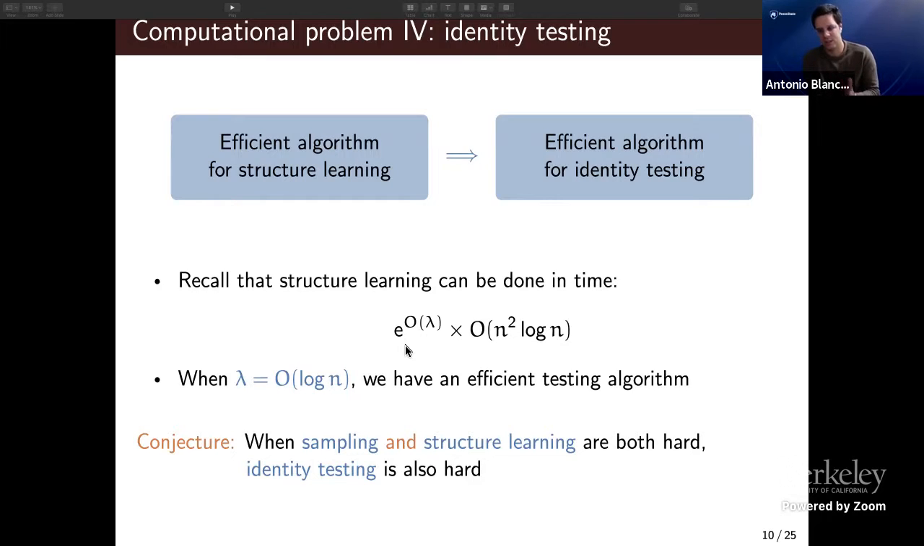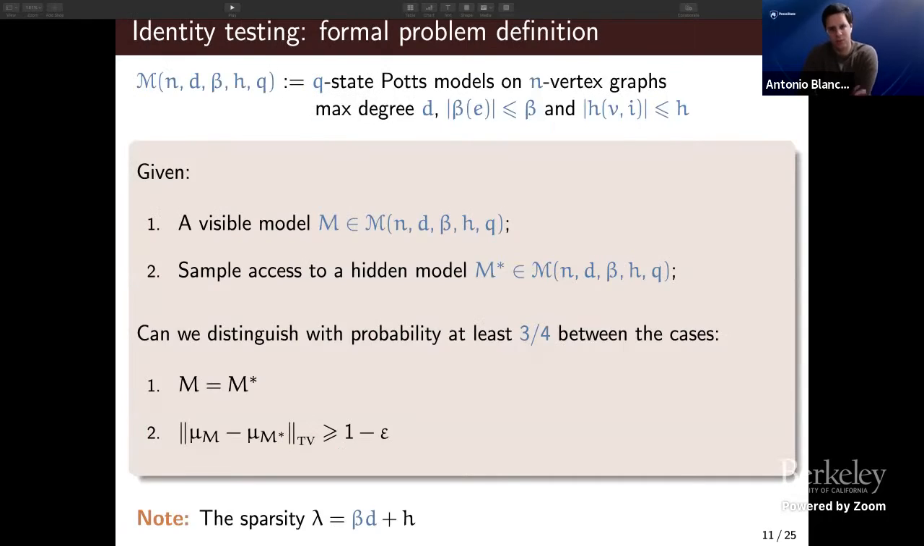And this talk and this line of work is trying to understand the other direction, right? So in cases where we know that sampling and structural learning are hard, we want to show that identity testing is also hard. Okay. So before I state some of the results, let me give you a slightly more formal definition of identity testing.